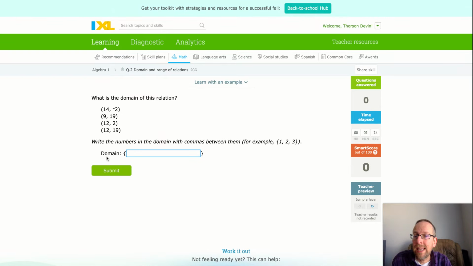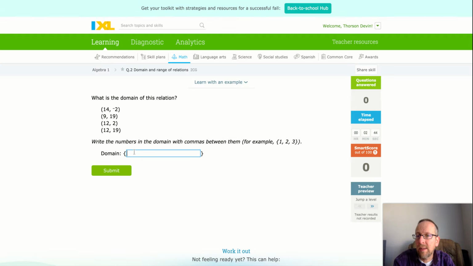Now, the domain are your input values, your x values, or the numbers that are on the left of the ordered pairs, x, y, x, y, x, y, x, y. Domain is your input, your x's. So all that's asking for is the domain.